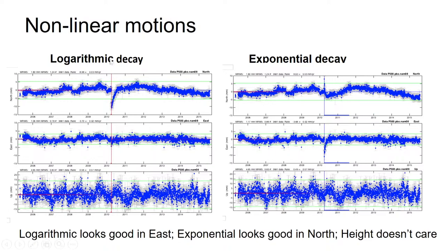So you can see when we look at this observation in the logarithmic decay and in the exponential decay, you can clearly see that the north component is affected in one decay, but not in the other. But the east component is affected in the exponential decay, but not here. But the advantage in logarithmic and exponential is that when you are looking at vertical fluctuation, in both decays you can see there is no problem in the vertical motion.